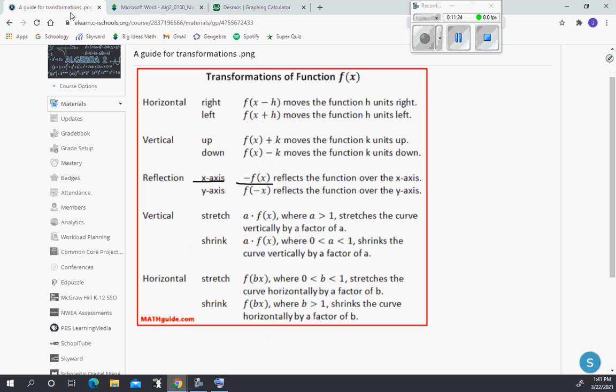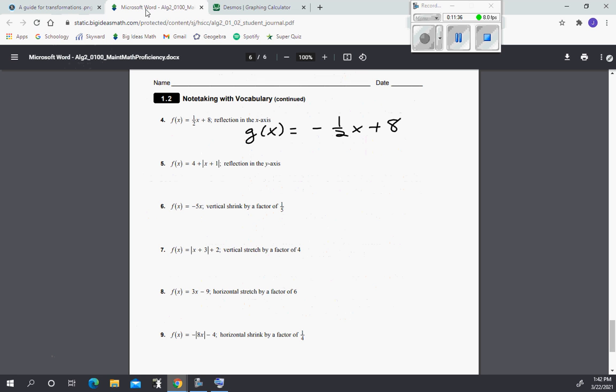Reflection in the y-axis. Let's take a look here. The y-axis. Ooh, the negative only affects the x. It only affects the x, not the entire function. The negative is not way out in front. The negative is only on the x. So what do we have here? We have g of x equals 4 plus the absolute value of negative x plus 1. That's all it is.